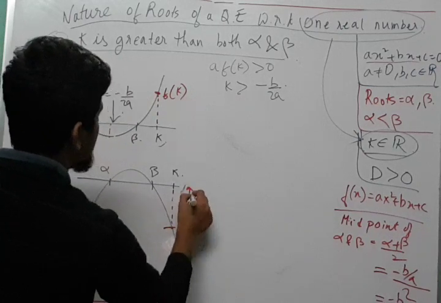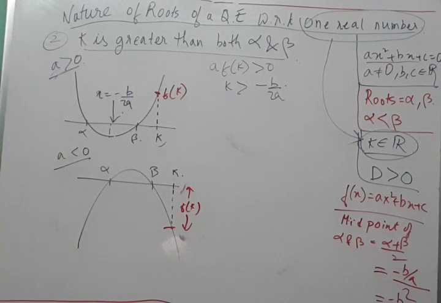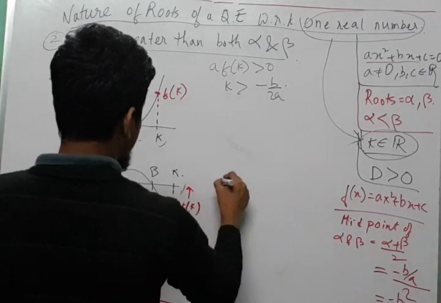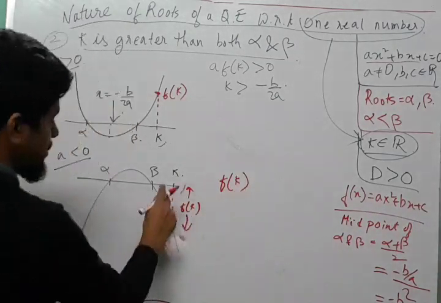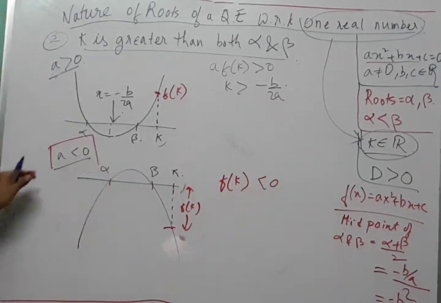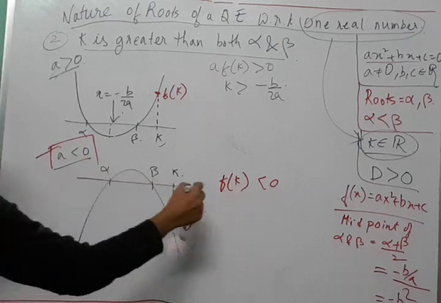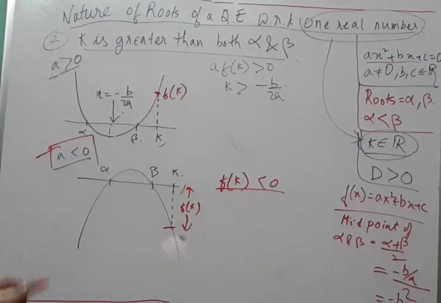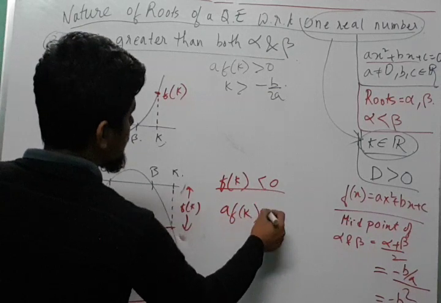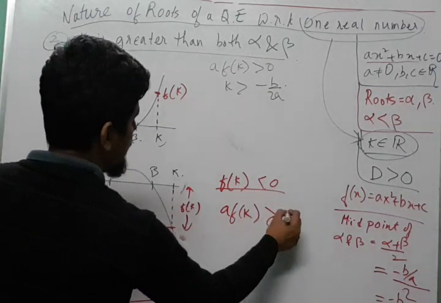is basically f(k). Okay, so now as you can see over here f(k) is below the x-axis, so this is negative. Now a is less than 0 in this case, so a is also negative, f(k) is also negative. So that means that if we find out the value of a f(k), negative into negative, this will be positive.